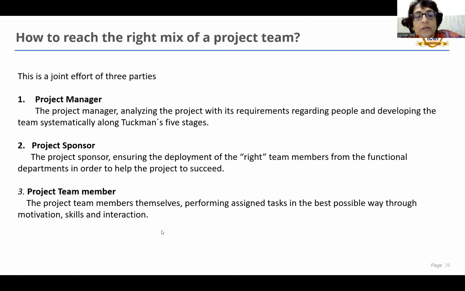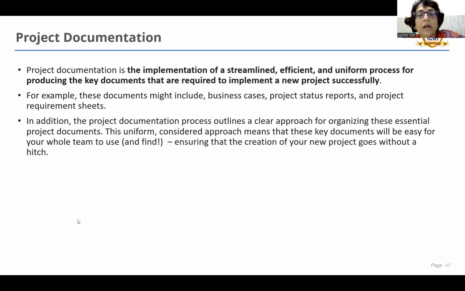The project sponsor ensures the deployment of the right team members from the functional departments in order to help the project to succeed. So the recruitment team has to see that the particular project requirements are being met. Then the project team members themselves perform assigned tasks in the best possible way through motivation, skills, and interaction.